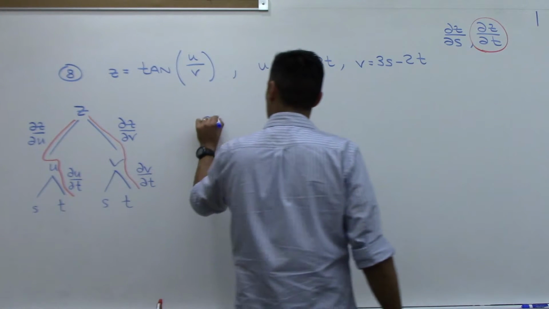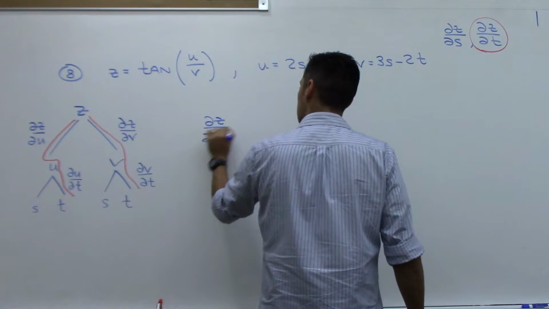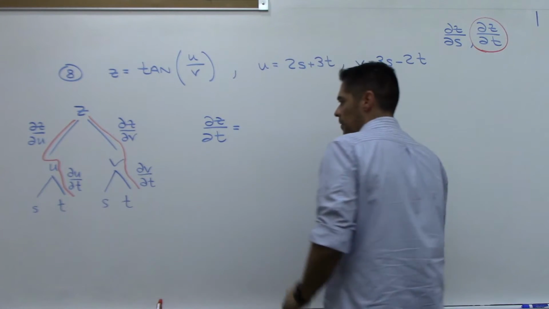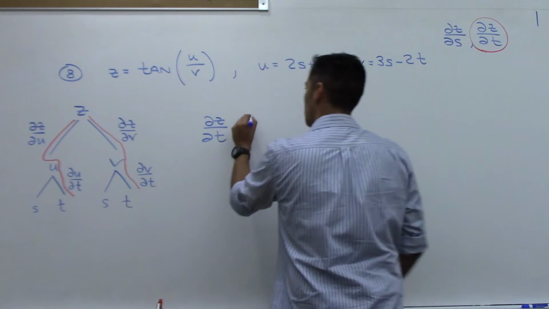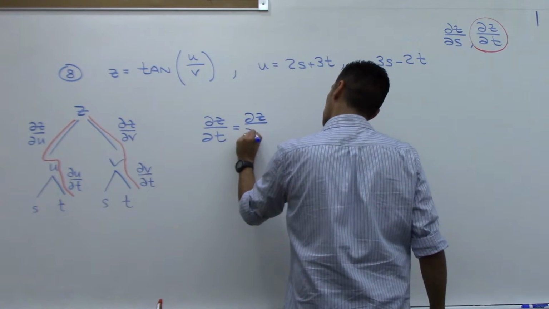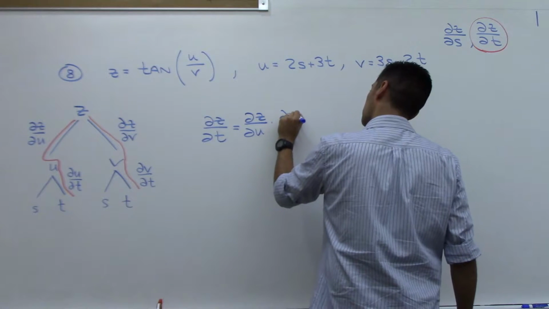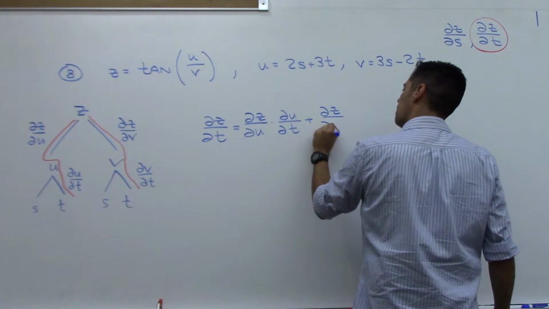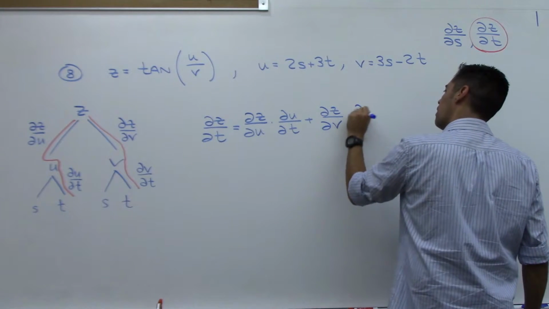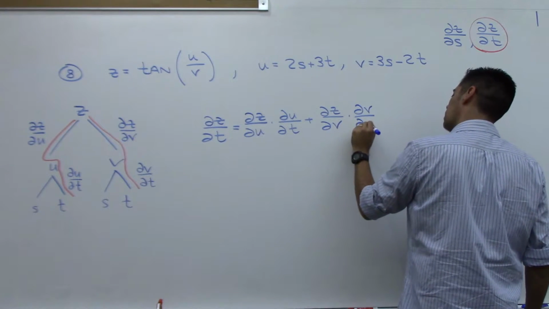So partial z with respect to t is, I wonder if you can do this all at one time. Partial of z, I'll write it down. Partial z with respect to u times partial u with respect to t plus partial z with respect to v times partial v with respect to t.